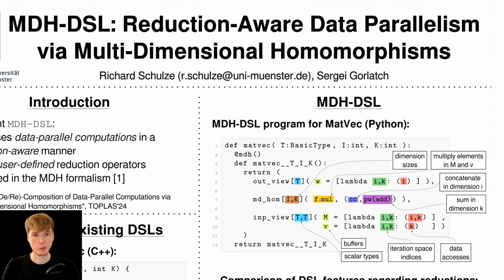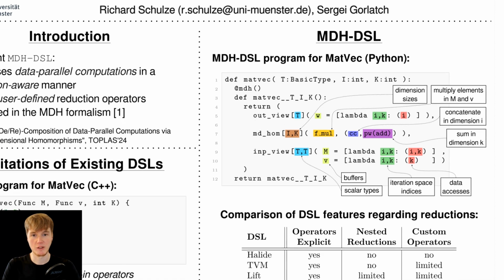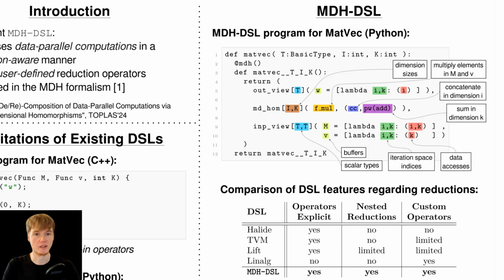With Mdh-Dsl, we address the issues that we have analyzed and identified in existing approaches. We base Mdh-Dsl on Python to maximize accessibility for application developers, and we see three major advantages it has over existing DSLs. So first, in contrast to Lineage, reductions are first-class citizens in our language design. So for example, you can see that in the first iteration space dimension, we use CC to concatenate intermediate results, and in the second one, we use pointwise add to sum them.